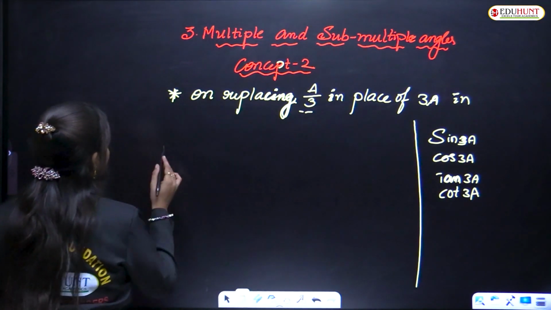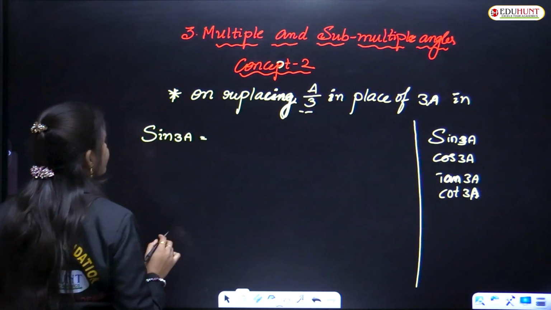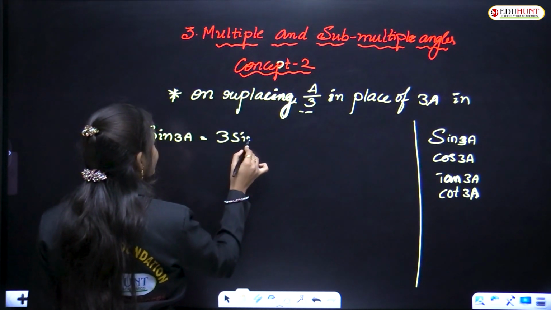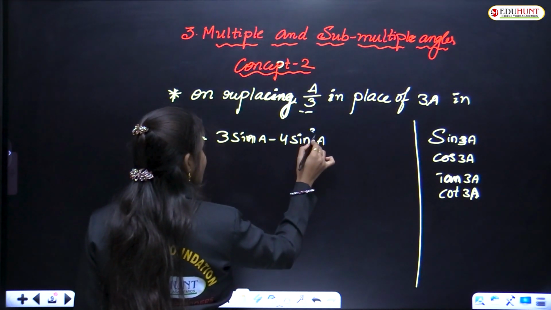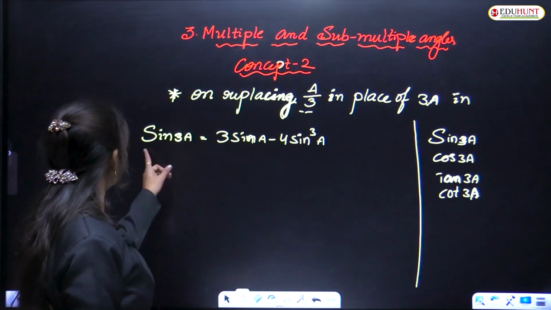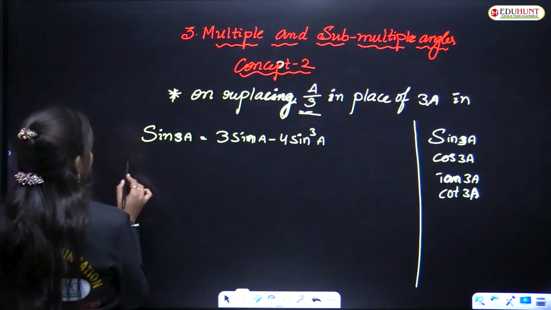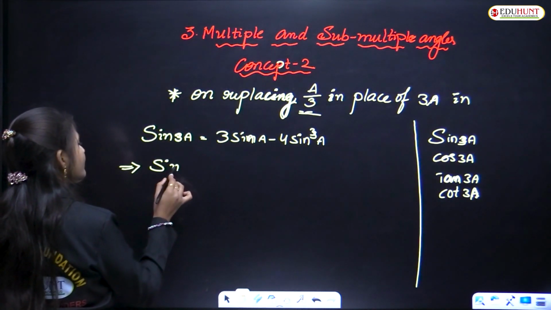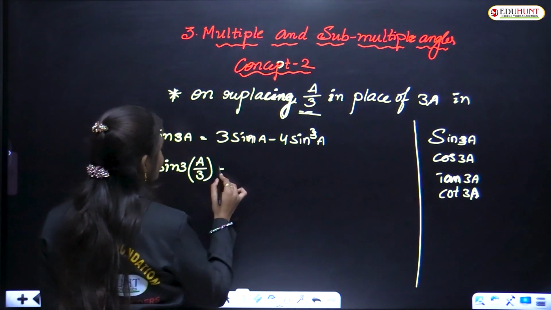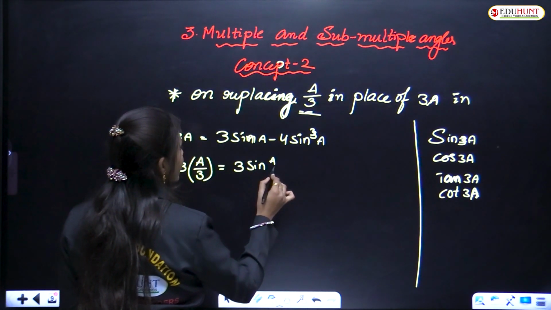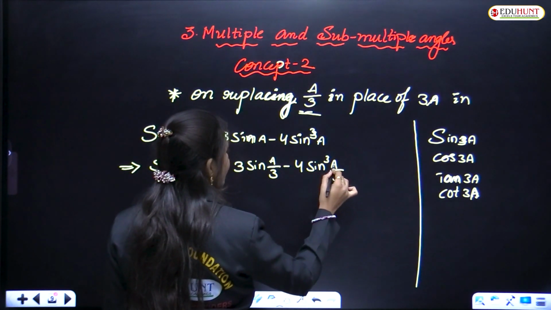What is the first formula we discussed here? That is sin 3A. The sin 3A formula is 3 sin A minus 4 sin cube A. Now what they are saying? Just replace A by 3. So sin 3 into, in the place of A we write A by 3, which equals 3 sin A by 3 minus 4 sin cube A by 3.